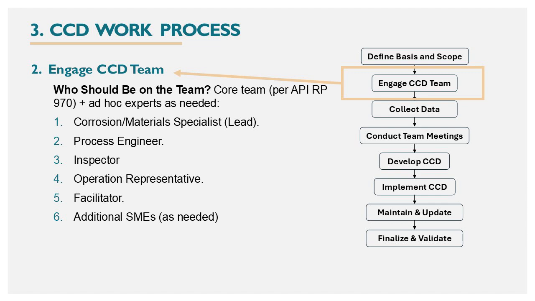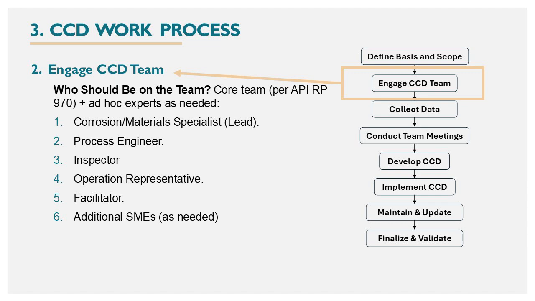Number 2 is process engineer, responsible to provide design and operating data, ensure process changes are captured, and help define integrity operating windows or IOWs. Number 3 is inspector, responsible to share inspection history and failure data, align inspection plans with CCD, and advise on NDE techniques. Number 4 is operations representative, responsible to provide real operating practices and upset history, and ensure recommendations are practical. Number 5 is facilitator, responsible to organize meetings, capture decisions and actions.